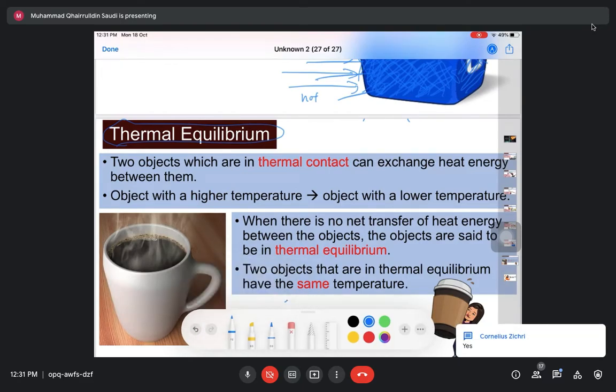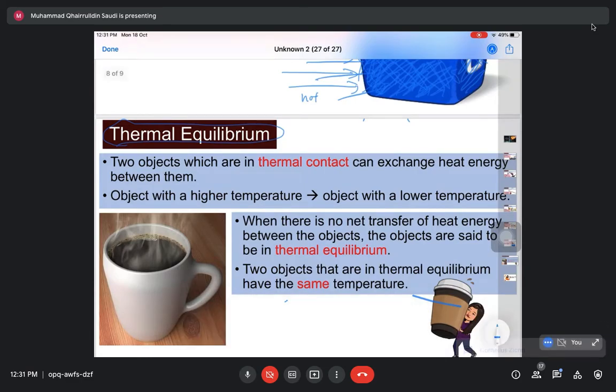Yes, okay. Dalam natural phenomena, kan? Okay, so again, thermal equilibrium. When two objects which are in thermal contact, maksudnya bila dia in contact with each other, can exchange heat energy. Dia boleh exchange heat energy between them. Sebab selalunya kalau salah satu daripada mereka hot, salah satu adalah colder, biasanya dia akan exchange heat energy.